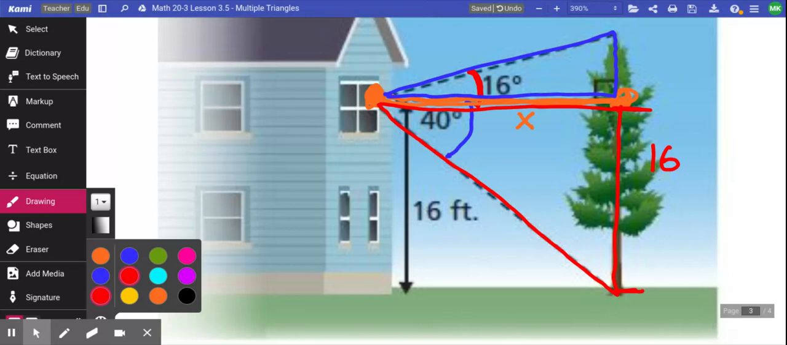So just a reminder, this is a good review of Sohcahtoa, right? You need to label your triangle. Across from the angle you have is opposite. This is my hypotenuse because it's across from the 90. And the other side would be adjacent. So label your triangle. This is opposite. This is hypotenuse. This is adjacent.